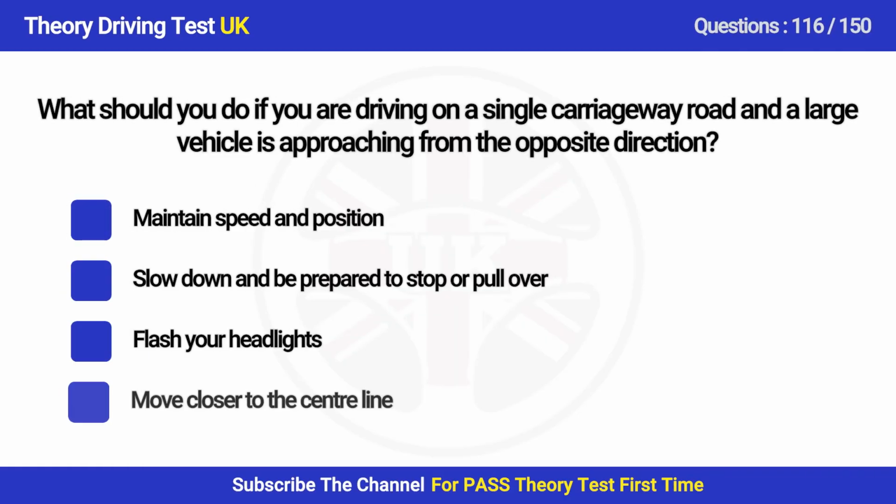Question 116. What should you do if you are driving on a single carriageway road and a large vehicle is approaching from the opposite direction? A. Maintain speed and position, B. Slow down and be prepared to stop or pull over, C. Flash your headlights, D. Move closer to the center line. Answer is B. Slow down and be prepared to stop or pull over.